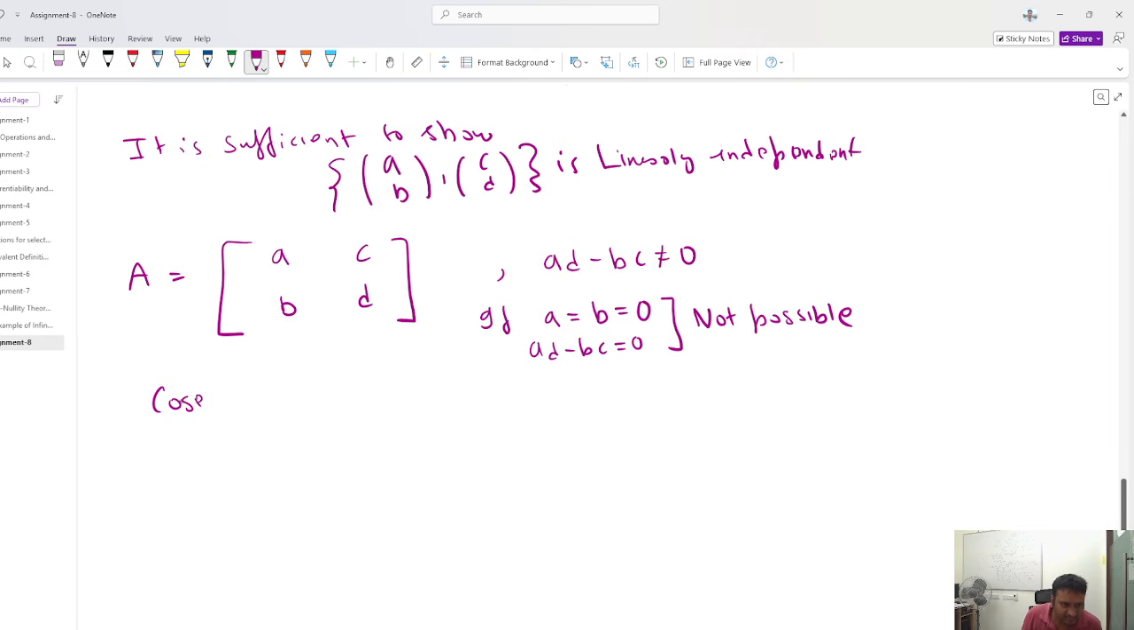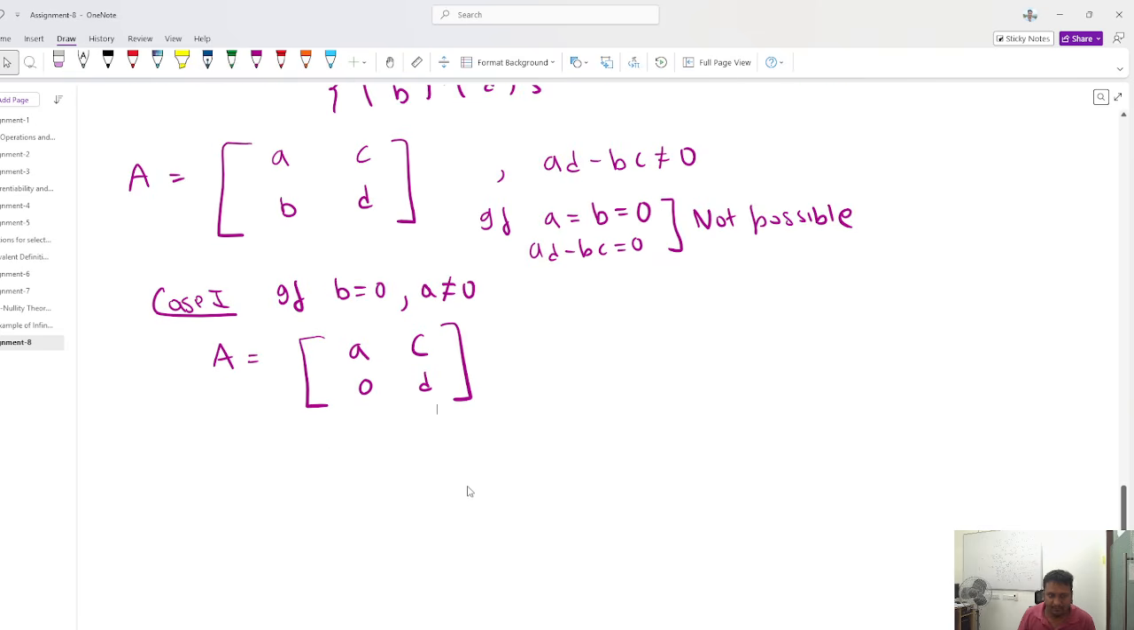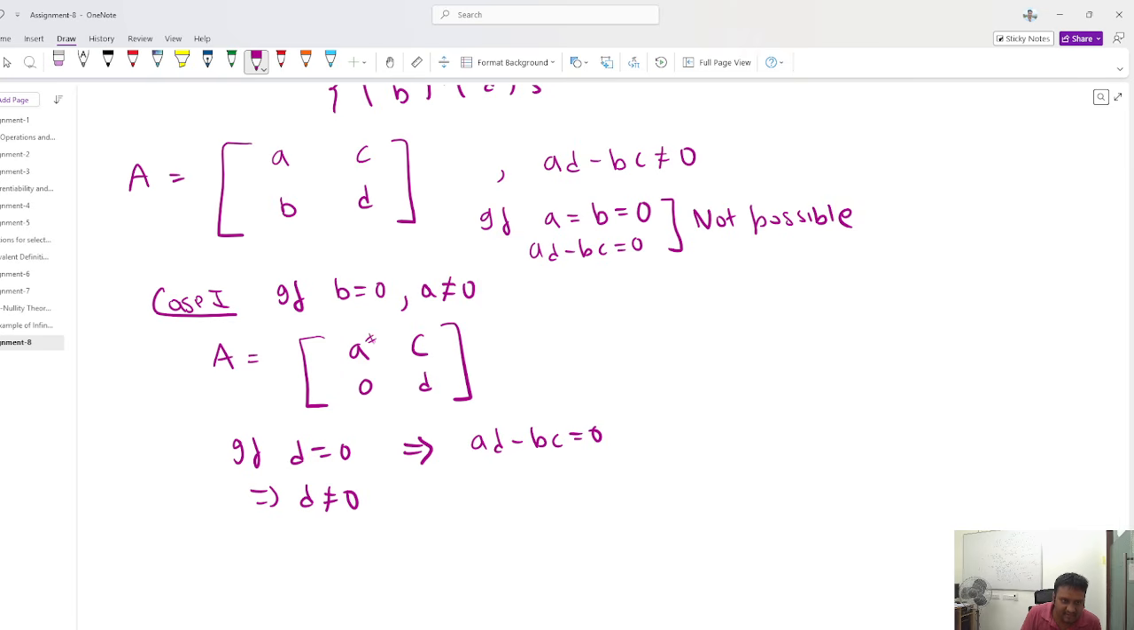So case 1. If B is 0, definitely A has to be non-zero, right? So then the matrix becomes like this: A, C, 0, D, right? Can D be 0? If D is 0, what will you get? B is 0, D is 0, so AD minus BC will be 0. So this implies D is also non-zero. So this is a non-zero element in this case, and this is also a non-zero element.